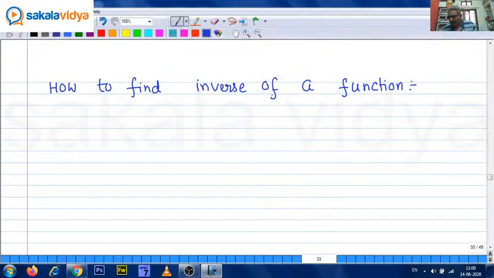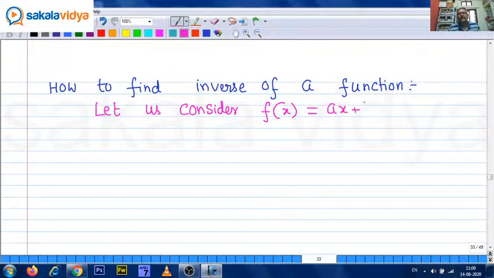So how to find out the inverse of a function? For example, let us consider a linear function f of x equal to ax plus b, a does not equal 0. So linear function. So we need to follow now.